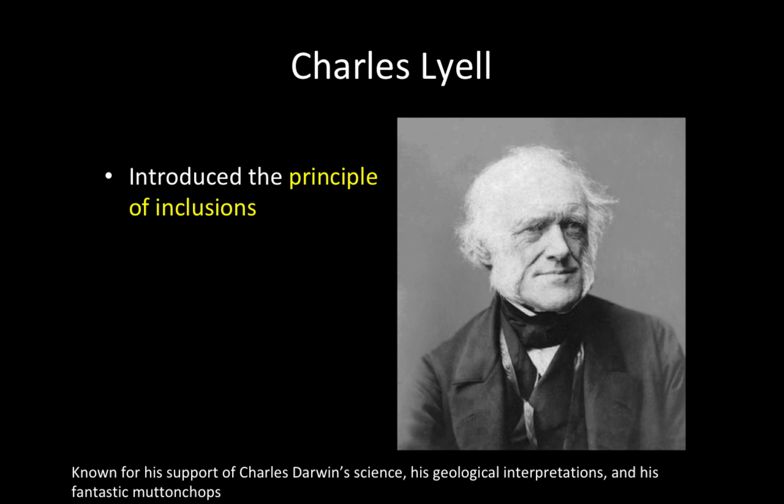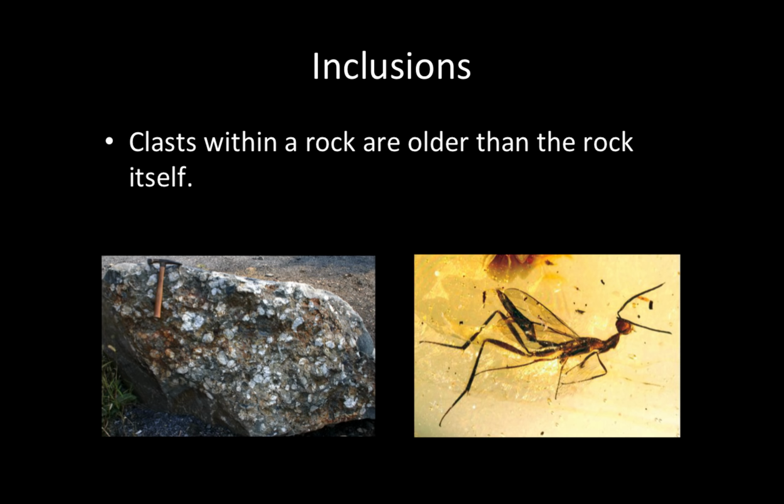So last one, I promise, is the principle of inclusion. So this is Charles Lyell. Charles Lyell was a very famous scientist. He was a big proponent of Charles Darwin and the theory of evolution when it was first described in the 1800s, but he also was a geologist of his own right. So inclusions is the clasts within a rock, so the pieces within a rock are older than the rock itself.